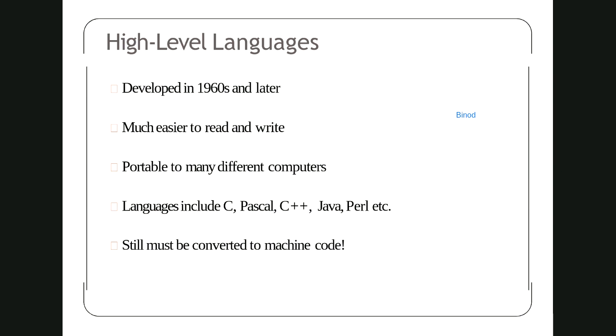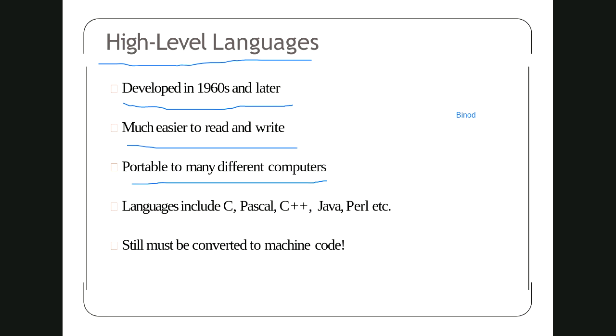So similarly, high level language works like that. It was developed in 1960 and later, is much easier to read and write, and is portable to many different computers. Languages include C, Pascal, C++, Java, Perl, Python. Right. So all of these which we are talking about and which we are learning are high level languages.